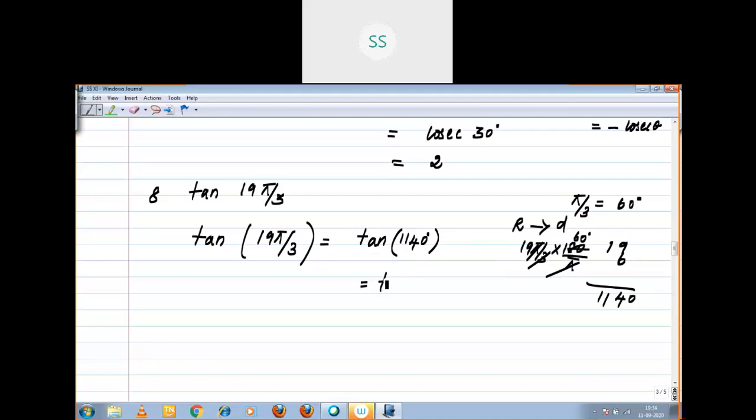How many complete rotations are over here? How many complete rotations are over? Here also 3 times. 3 into 360 degree. Right?